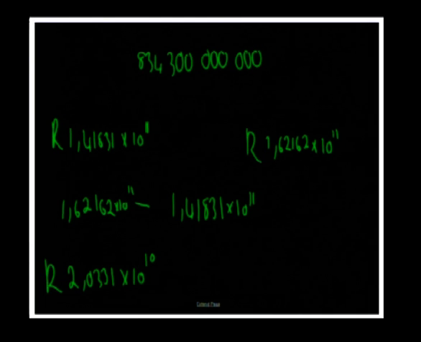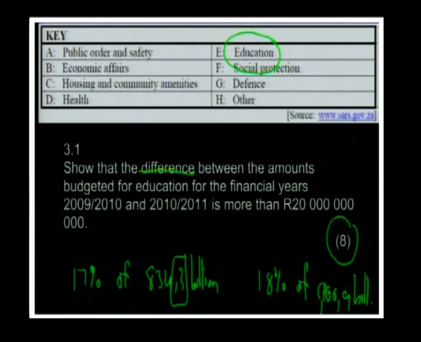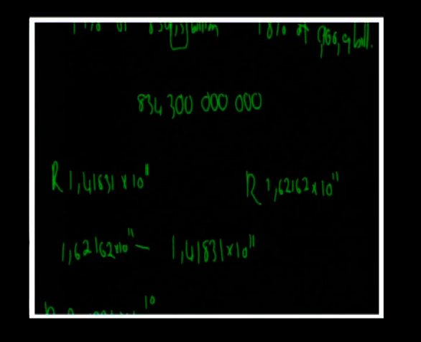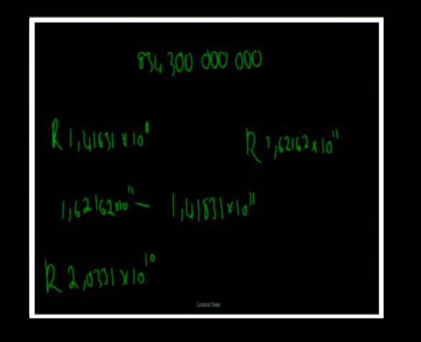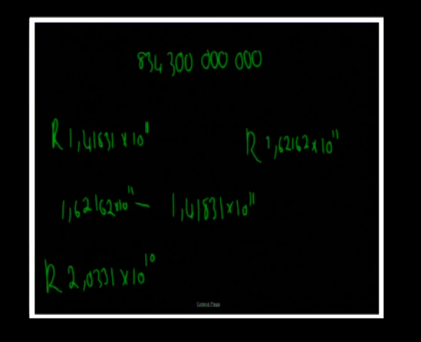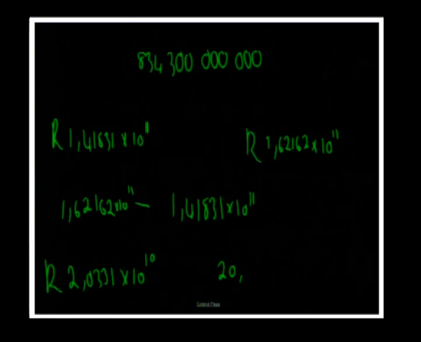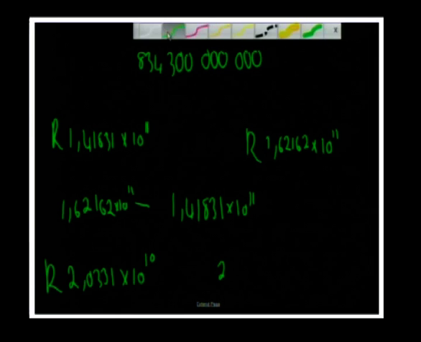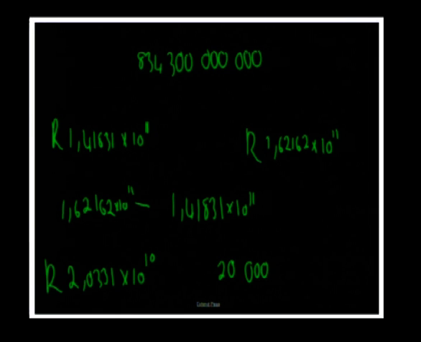Going back to our question, remember it asked us to show that the difference was more than 20 billion rand. Our answer is 2,0331 times 10 to the 10 rand. Let's check if this is actually more than 20 billion. What is 20 billion if I write it in scientific notation? 20 and billion: 1, 2, 3, 4, 5, 6, 7, 8, 9.